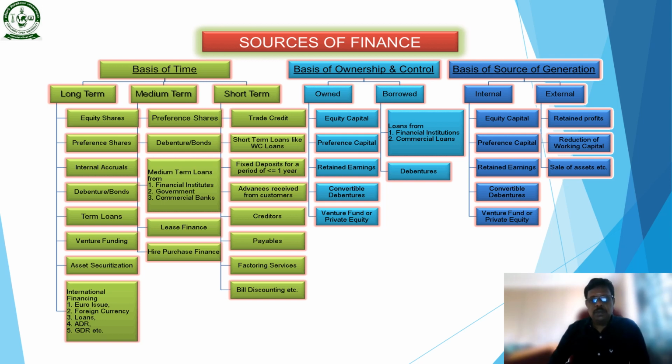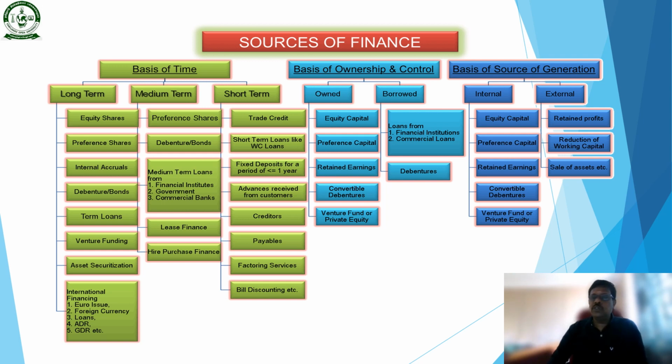Basis of ownership and control: owned capital and borrowed capital. The owned capital includes equity capital, preference capital, retained earnings, convertible debentures, venture fund or private equity. The borrowed funds include loans from financial institutions, any commercial loans, and any debentures.